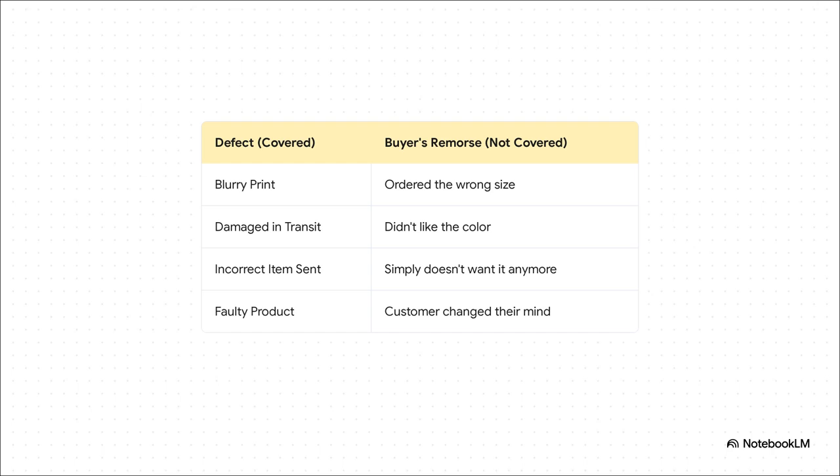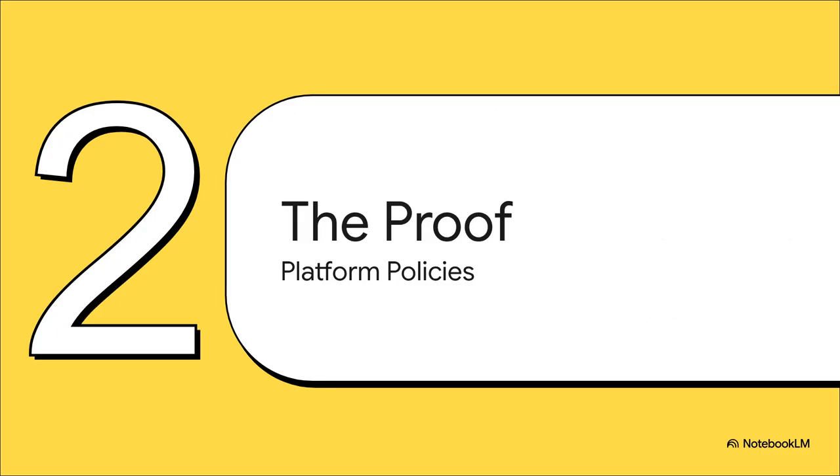Now look at the other side. Customer swears they're a large, but they really needed a medium? That's not covered. They thought the green on the shirt would be more of a lime green, but it's more of a forest green, also not covered. Understanding this dividing line, that is the most important concept you need to grasp. Now, I know what you might be thinking. Okay, that sounds great in theory, but is that really how it works in the real world? And the answer is yes, absolutely. This isn't just some friendly guideline, this is the official standard operating procedure for all the biggest players in print-on-demand. Let's actually look at the proof.